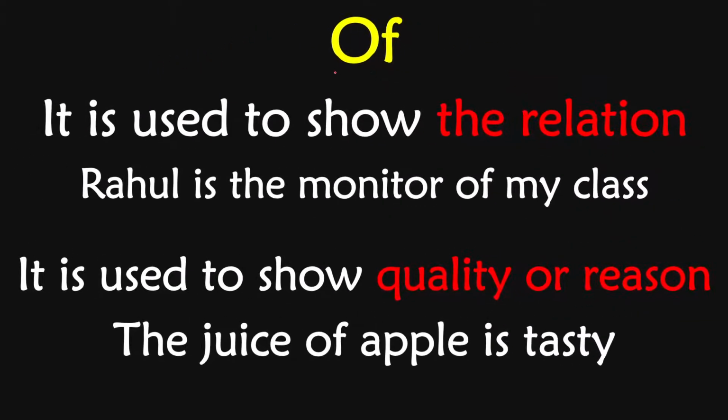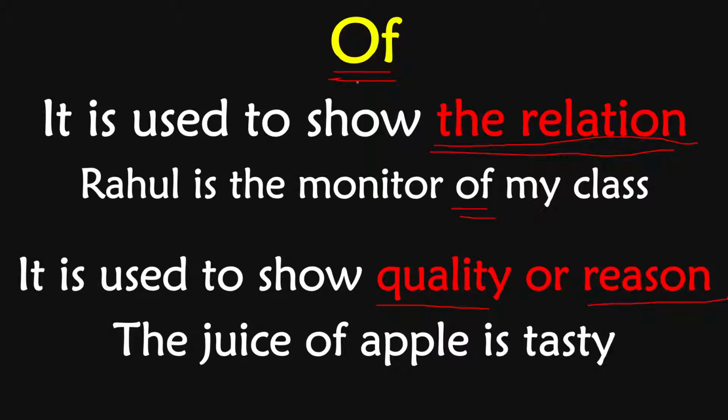Next, of. This is the preposition. It is used to show the relation, and it is used to show quality or a reason. To show the relation, the example is: Rahul is the monitor of my class. So it is showing the relation that Rahul is the monitor of that particular class.